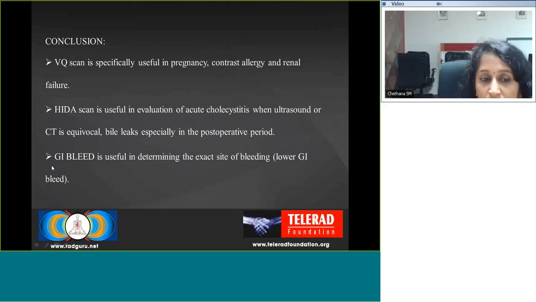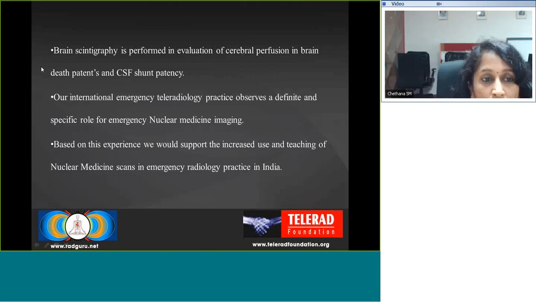And GI bleed scan is very useful in determining the exact site of bleed, especially when the bleed is intermittent, and mainly the lower GI bleed. And brain scintigraphy is mainly performed to evaluate the cerebral perfusion in brain death patients and CSF shunt patency.